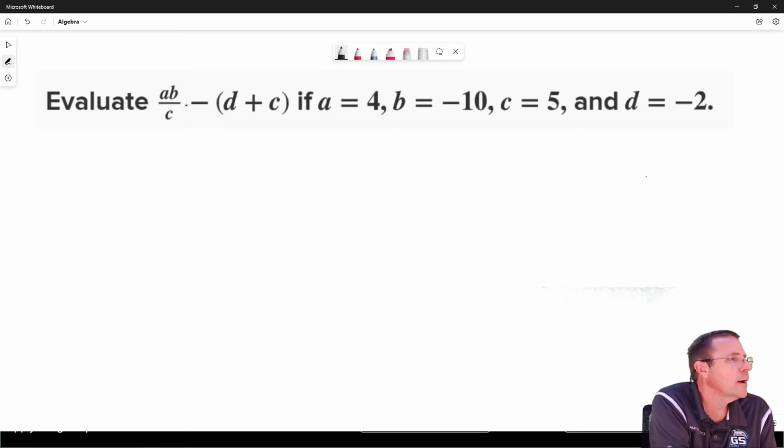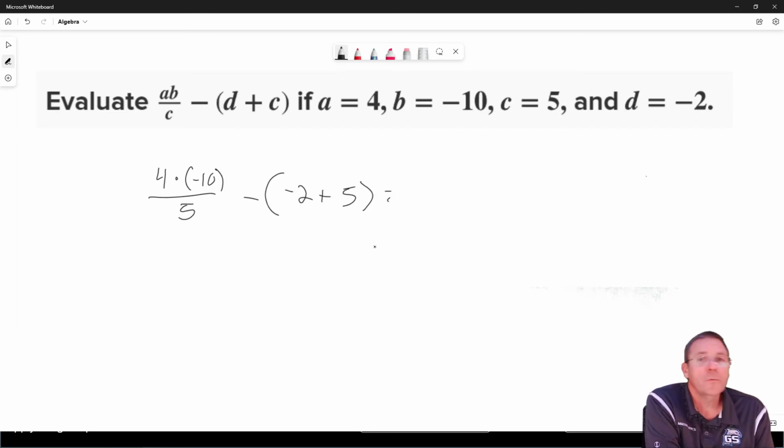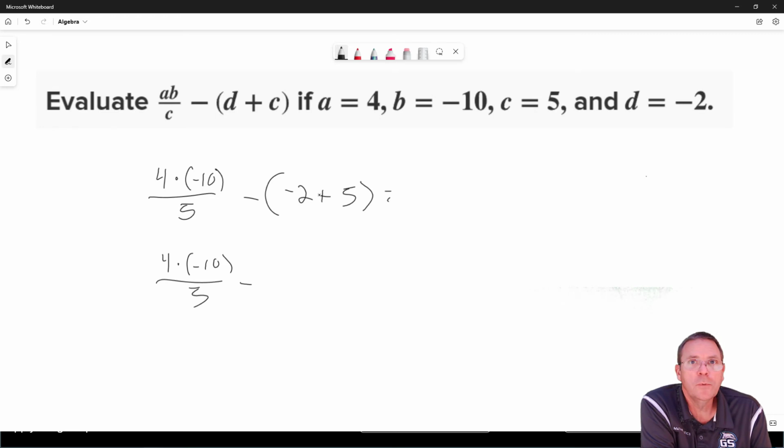Alright, so now I've got A's value is going to be 4 times B's value is going to be a negative 10, all divided by C's value is going to be 5. Minus, in parentheses, D is going to be a negative 2, and C, that's still going to be a 5. From here, we're going to do our PEMDAS first, our parentheses first. So we're going to leave that 4 times the negative 10 alone, divided by 5, minus, and then inside these grouping symbols, I have a negative 2 plus 5. Signs are different. Find the difference with a sign in front of our larger number going into our answer.